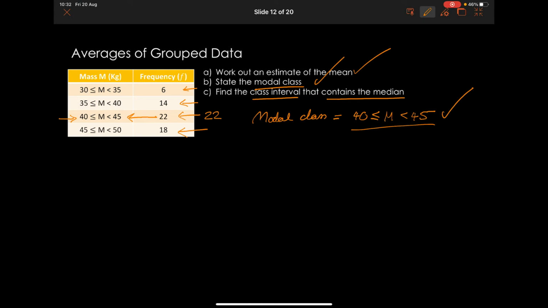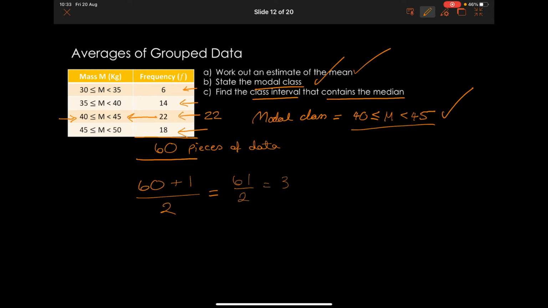So what we need to do here is exactly what we did before, and basically we add up the frequency. We found that it was 60, so there are 60 pieces of data. What we do is we take 60, add 1, and divide by 2. That gives us 61 over 2.